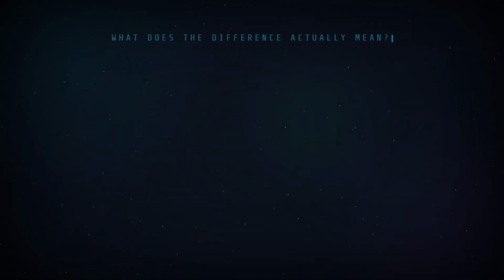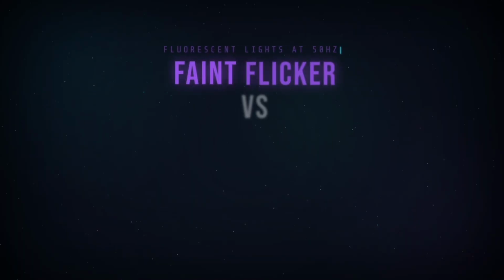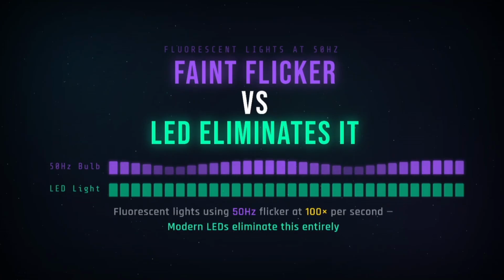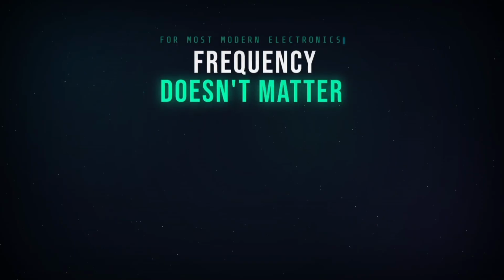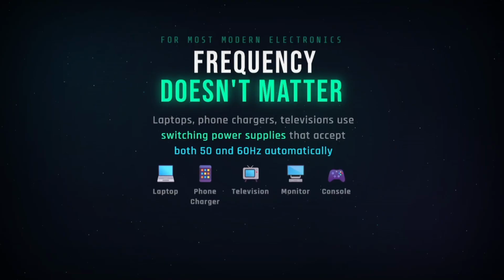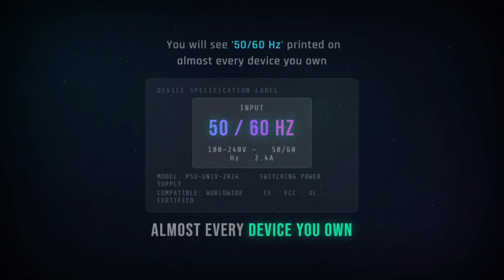But what does this difference actually mean in the real world? At 60 Hertz, motors run slightly faster. Clocks that use AC frequency as a timing source were more accurate in 60 Hz systems. Fluorescent lights using 50 Hz can produce a very faint flicker at 100 times per second, though modern LED lights eliminate this entirely. For most modern electronics, laptops, phone chargers, televisions, the frequency doesn't matter at all. These devices use switching power supplies that accept both 50 and 60 Hz automatically. You will see 50/60 Hz printed on almost every device you own.